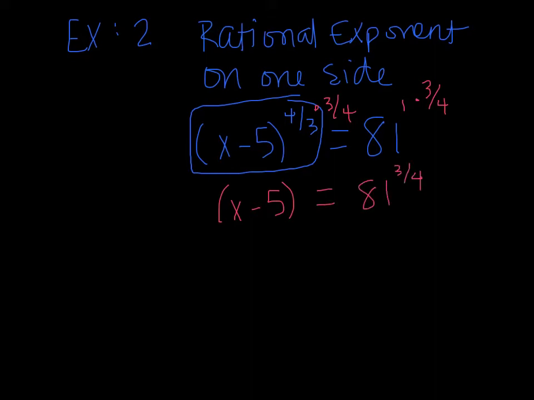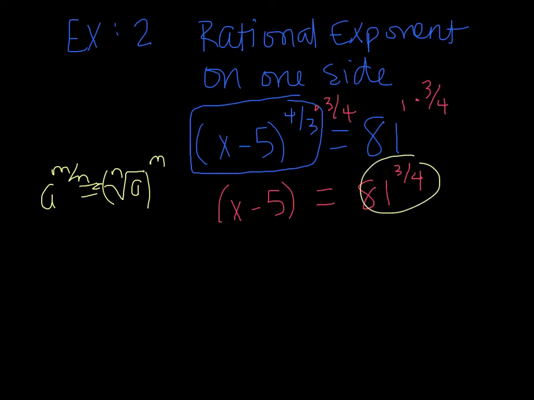Think back into your notes from a few days ago where we talked about a to the m over n being equal to the nth root of a to the m. That was from 6.1. So when you see something like this on the right-hand side, I want you to think about turning that into its radical form. You won't have a calculator for this, so you need to be able to do this without your calculator, and rewriting it as the 4th root of 81 to the 3rd. And that's equal to x minus 5.